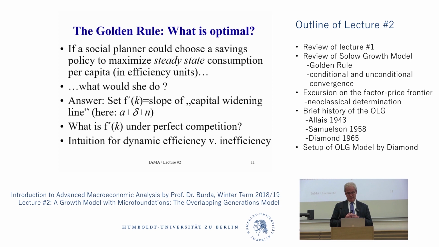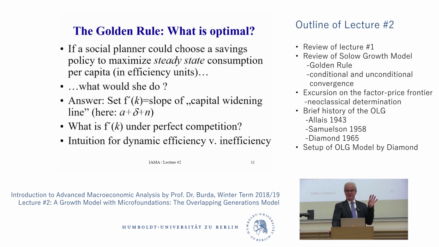And I wrote here, there are two different types of inefficiency you can have. You can be on the left-hand side of the optimum, or you can be on the right-hand side. If you're on the right-hand side, that means you're saving too much. It would be possible to increase per capita consumption by unilaterally reducing your savings.